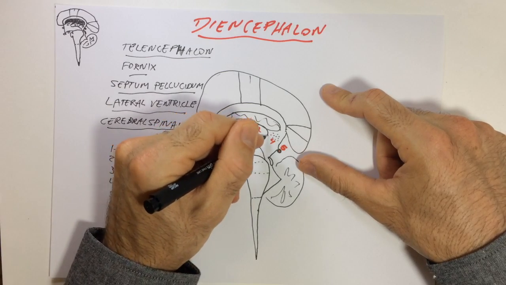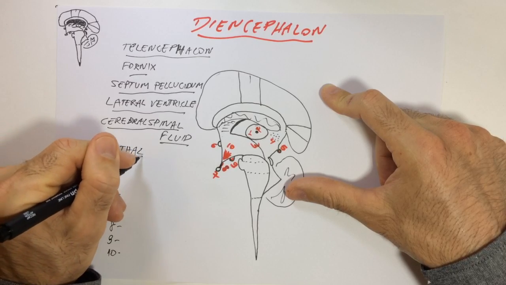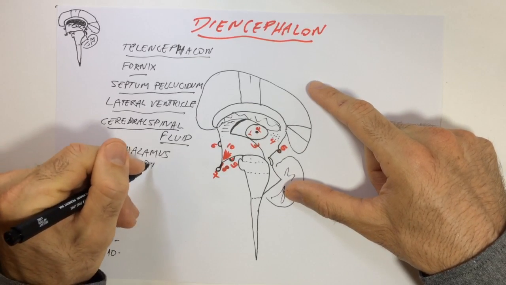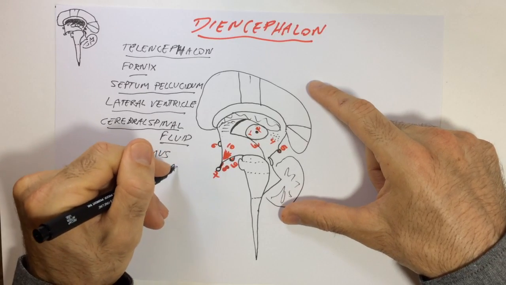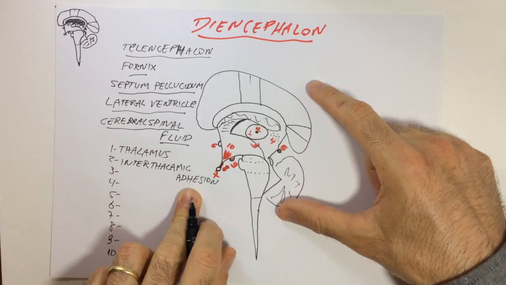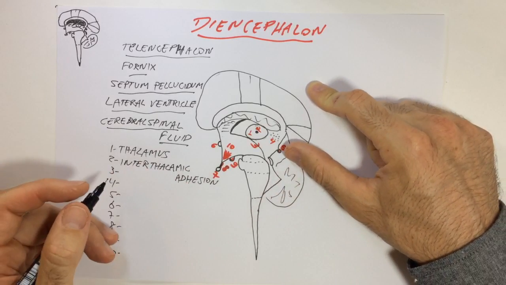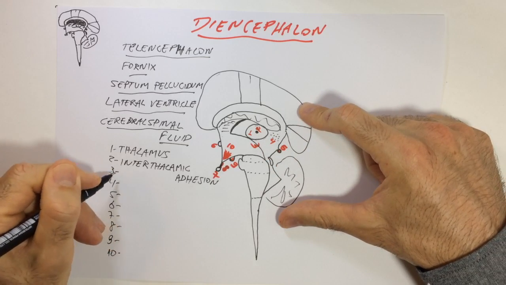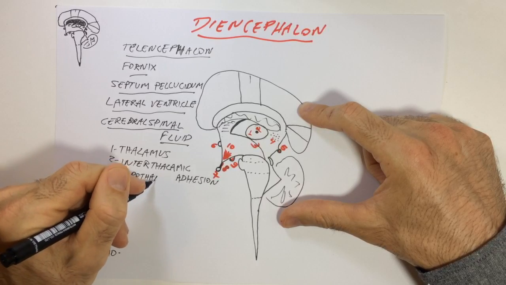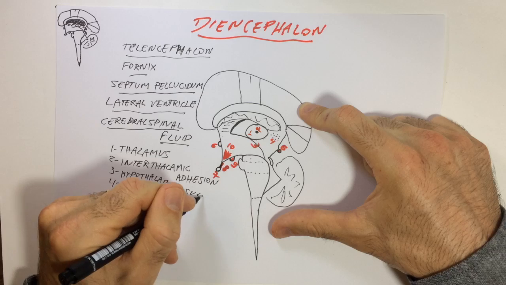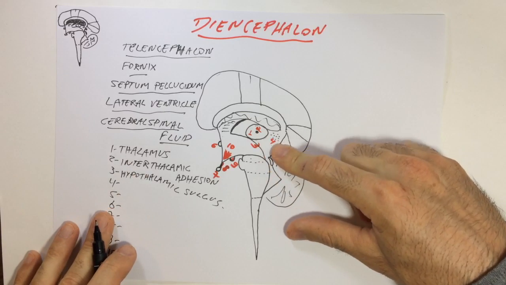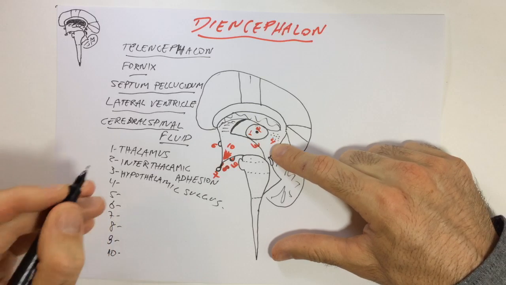So number 1, that is this whole structure, it's the thalamus. Number 2, it's the interthalamic adhesion, that is the structure that connects both thalamus. Number 3, it's the hypothalamic sulcus. It's gonna get all crooked now, but that's not important. Number 4 is the choroid plexus.